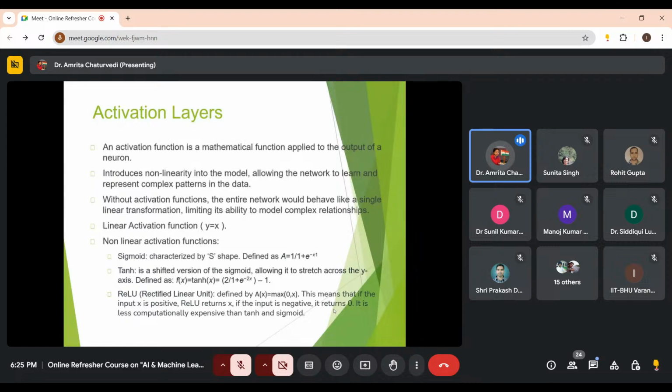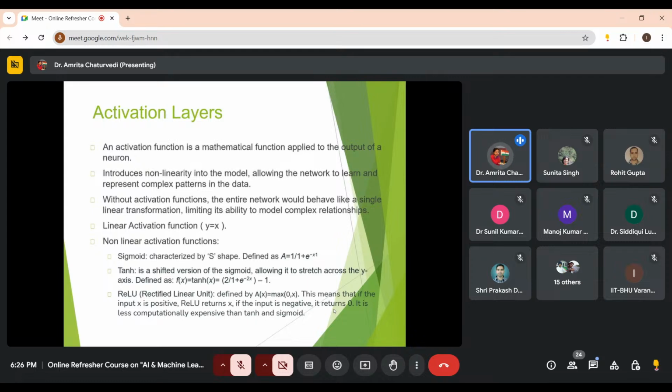Then activation layer. The activation function is important, and it is mostly used at the output level and at the pooling level. This is a mathematical function applied to the output of a neuron, and it introduces non-linearity into the model, allowing the network to learn and represent complex patterns in the data. Without an activation function, the entire network would behave like a single linear transformation, limiting its ability to model complex relationships, right? So the activation function is extremely important at this point.